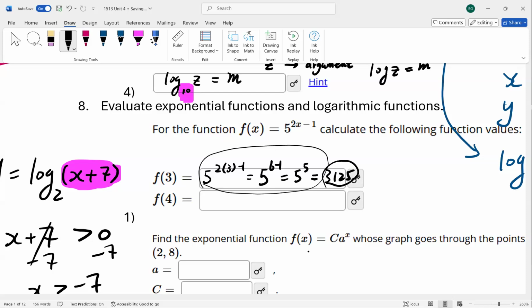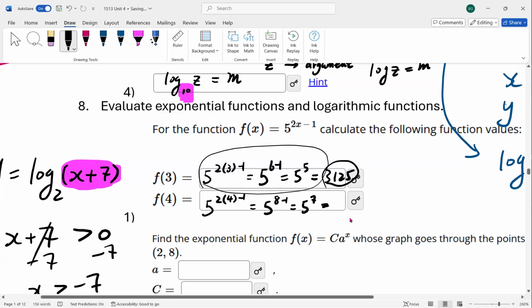f of 4, same thing, just plugging in. Yeah, this question is pretty straightforward and basic. 5 to the power of 2x minus 1, plugging in x equals 4. 2 times 4 is 8. 8 minus 1 is 7. We just need to do 5 to the power of 7, right? 5 to the power of 7 is 78,125.